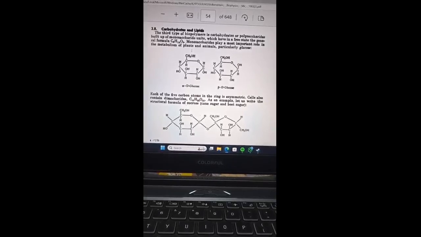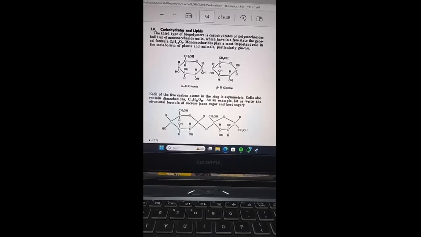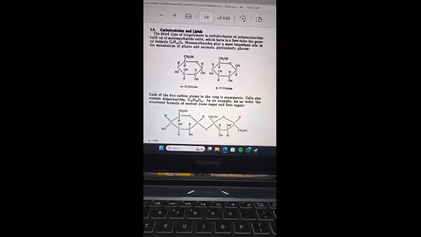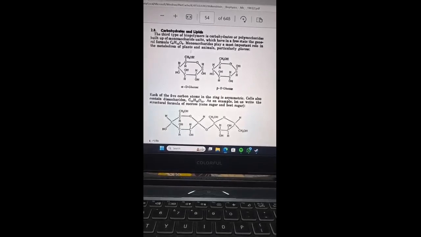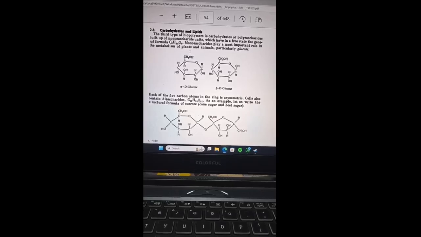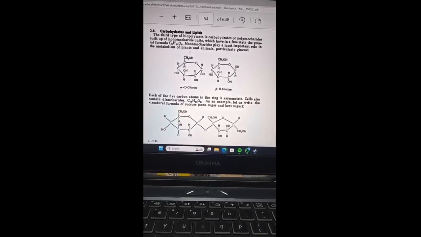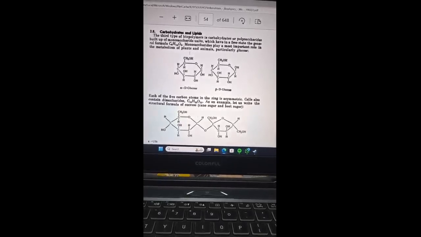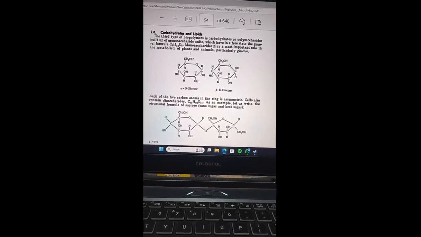The three types of polysaccharides in carbohydrates build up from monosaccharide units, which have a free state. The general formula is C6H12O6. Monosaccharides play an important role in the metabolism of plants and animals, particularly glucose. Each of the five carbon atoms in the ring is asymmetric. Cells also contain disymmetry.